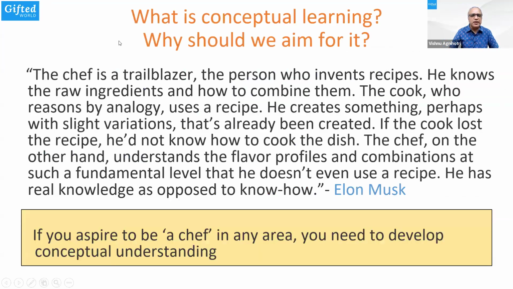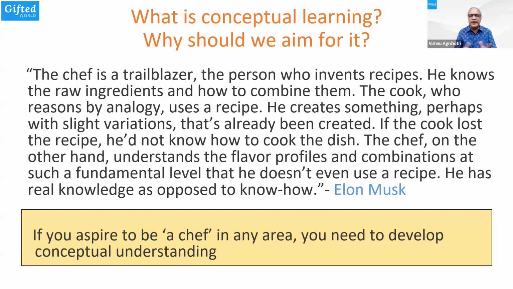So what is conceptual learning? Why should we aim for it? So I'll keep it simple. This is a quote from Elon Musk. What he's saying here is that the chef is a trailblazer. Trailblazer means doing new things, right? Yeah, so Akshan was going to tell us what a trailblazer is, but that's fine. We are a little bit short of time, so it may not be as interactive as I would like it to be. So the chef is a trailblazer, somebody who invents recipes, right? The new kind of pizza, or new kind of golgappa, or whatever thing.